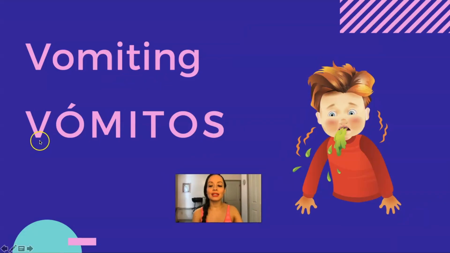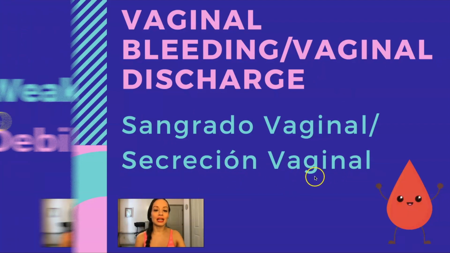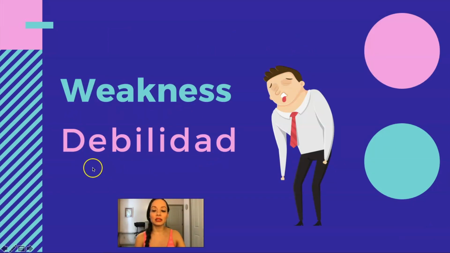Vomiting is vómitos, or in Colombia we say vomitando. That's the act of actually vomiting, but according to the certified medical interpreter, it's vómitos. So depending on where you're from, people may say vomitando, I'm vomiting, or vómitos. Vaginal bleeding is sangrado vaginal. Vaginal discharge is secreción vaginal. Weakness is debilidad.